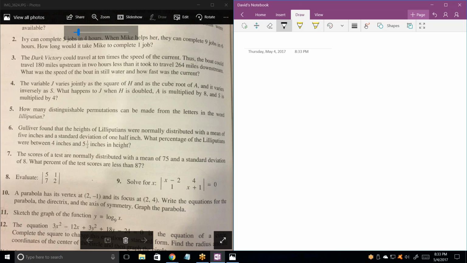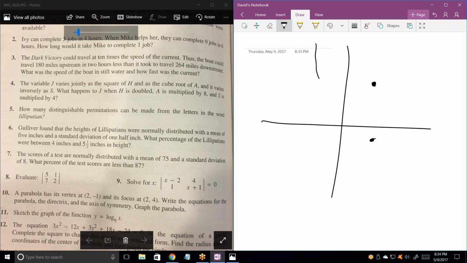A parabola has its vertex at 2, minus 1, and its focus at 2, 4. What do I know about this parabola? Does it open up, open down, open to the right, open to the left? Does it open up? Yes.